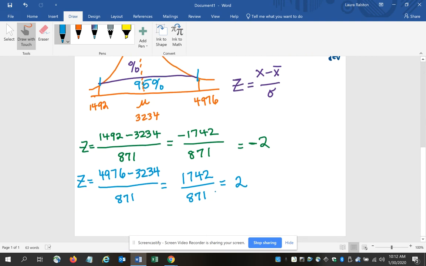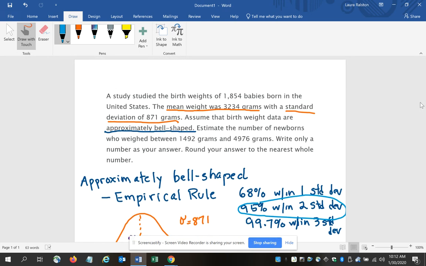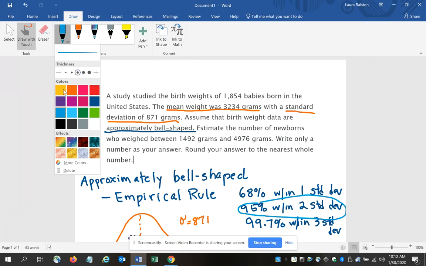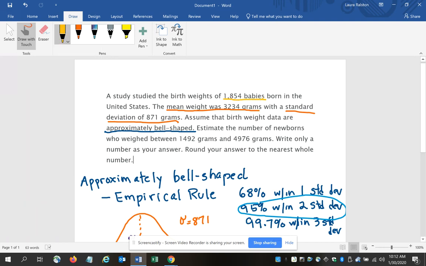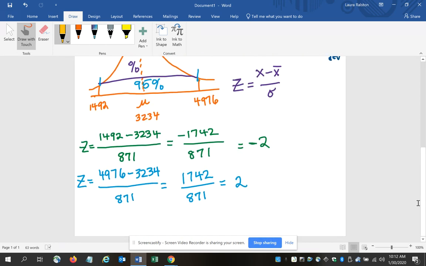Well, if I go back to the story and look, they tell me that there were 1,854 babies born in the United States in this particular study. So I really need to know not 95% of that, because we're saying that 95% of the data values fall between those two values of 1492 and 4976. So we're going to multiply 95%, written as a decimal, which is 0.95, times the number of babies, 1,854.